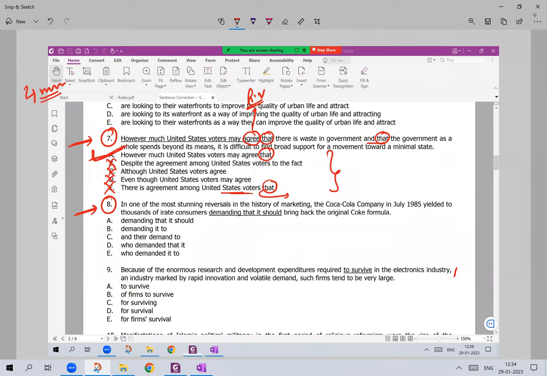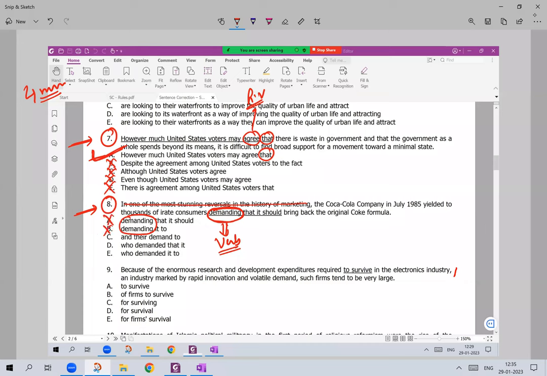Now come down to question number 8. Our first job is to read the entire sentence. In one of the most stunning reversals in the history of marketing, the Coca-Cola Company in July 1985 yielded to thousands of irate consumers demanding that it bring back the original Coke formula. Who was demanding to bring back the original Coke formula? Think. The consumers. So don't you feel this should be in the form of a verb? This is 100% a verb. But ing forms alone are never a verb. So A and B are gone.